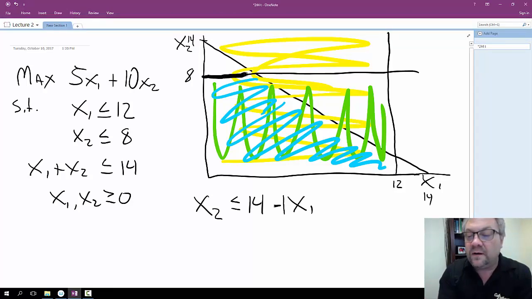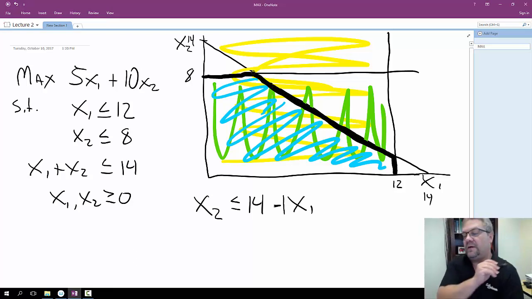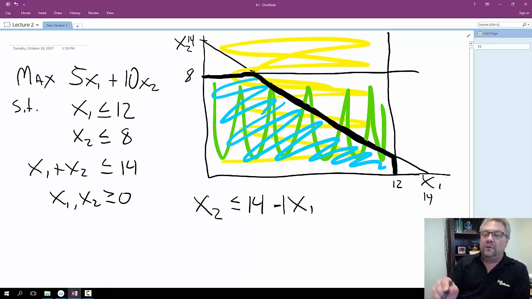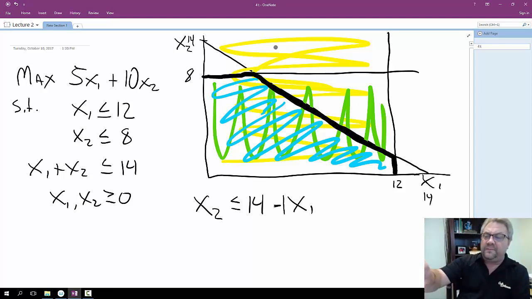Right, is this area right there? Let me just color this in. Okay, there. So, anything below this satisfies all three constraints. So, all this stuff up here, we don't have to worry about.